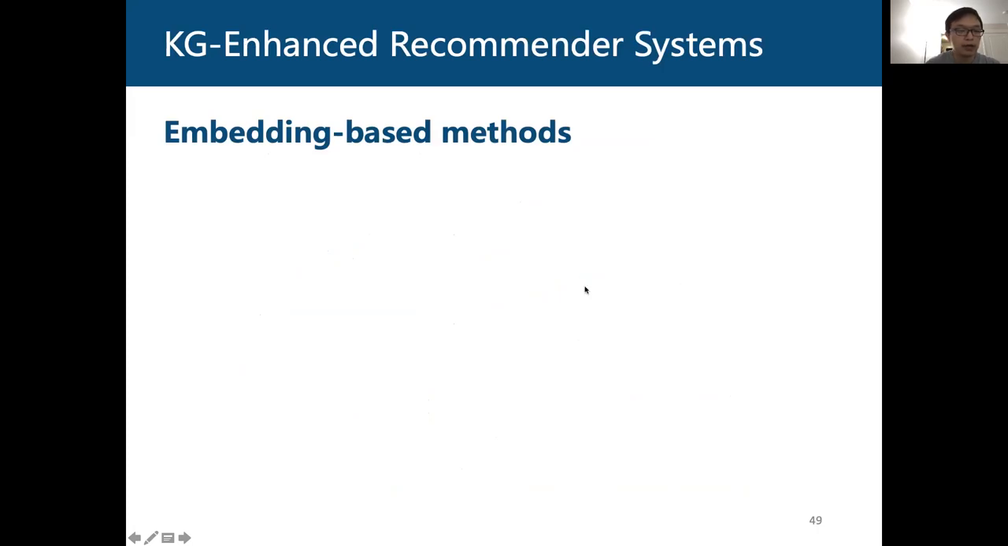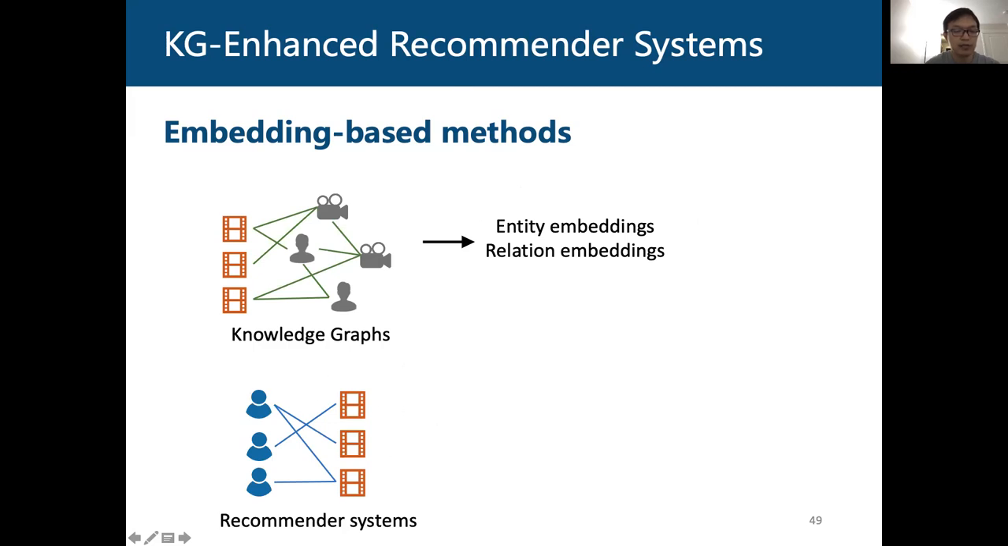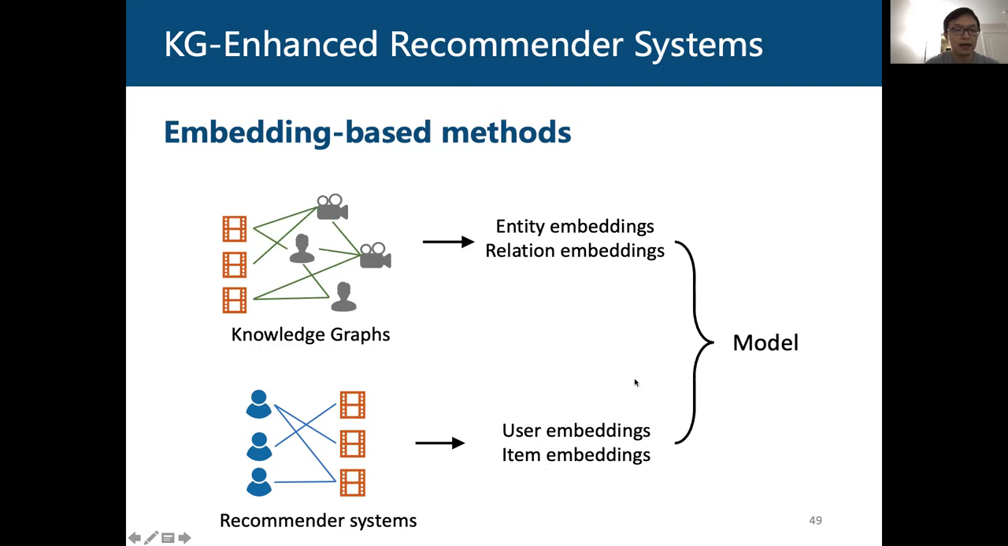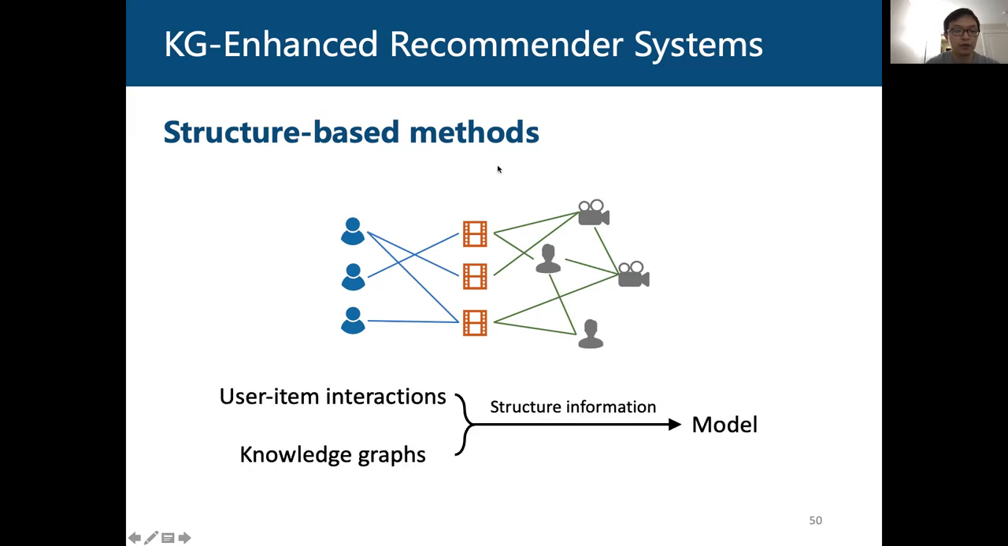Okay, so now let's see. In general, knowledge graph enhanced recommender systems can be classified into two categories. The first is the embedding-based methods. Typically, they first use knowledge graph embedding methods to process knowledge graphs and output entity and relational embeddings. And then they use recommender systems to process the user item interaction and output embeddings for users and items. And finally, these two modules are combined together in the embedding-based methods. And the second type is the structure-based methods, which focus more on the graph structure information of the user item interaction and the knowledge graphs, and then use graph-based algorithms to solve this problem.